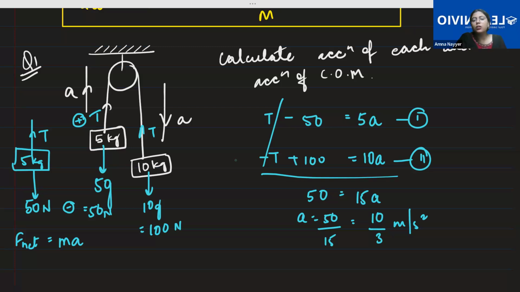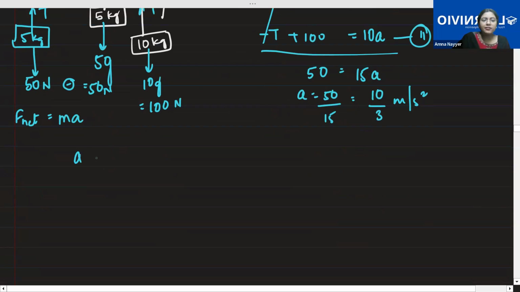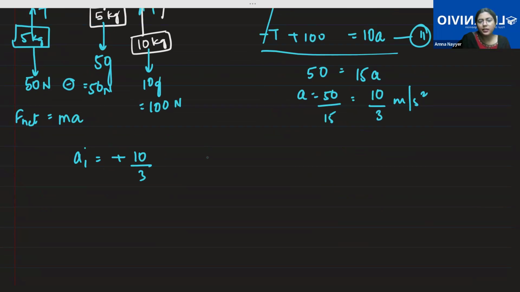Like, see, if you do not know laws of motion, this question you can never solve. Based on rotation, this is a very easy question. If you know this, you calculate the acceleration. How to solve this? One acceleration has to be taken positive, one acceleration has to be taken negative. So your A1 will be equal to plus 10 by 3, A2 will be equal to minus 10 by 3, and M1 will be equal to 5 kg, M2 will be equal to 10 kg.